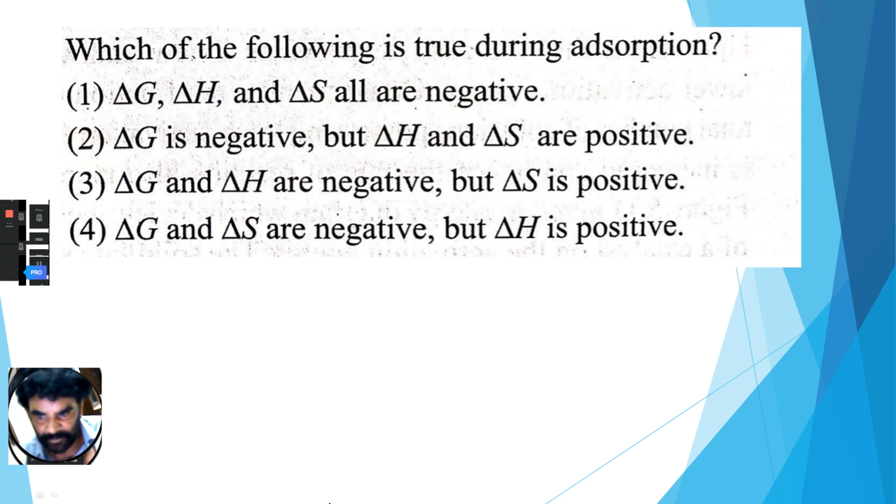Delta G is negative, but delta H and delta S are positive? No, option 2 is definitely wrong. Delta G and delta H are negative, delta S is positive? No. The third is wrong: delta G and delta H are negative and delta S is positive. No. So 1 is correct. The first option is correct.